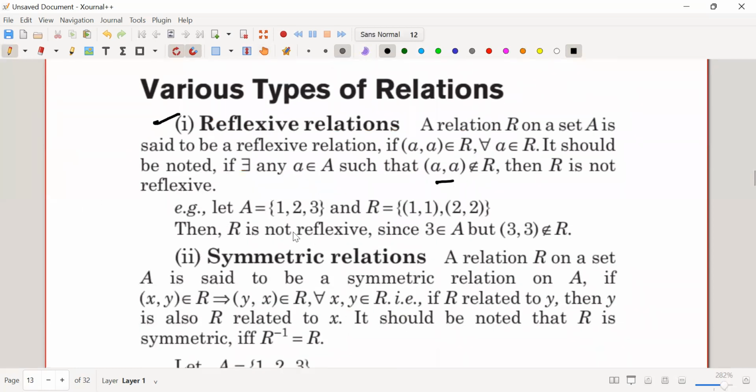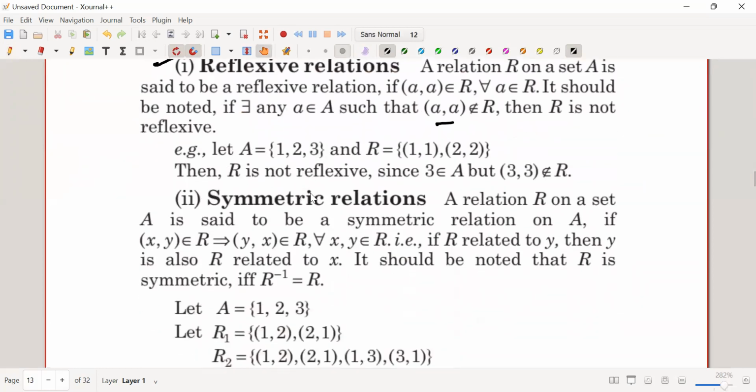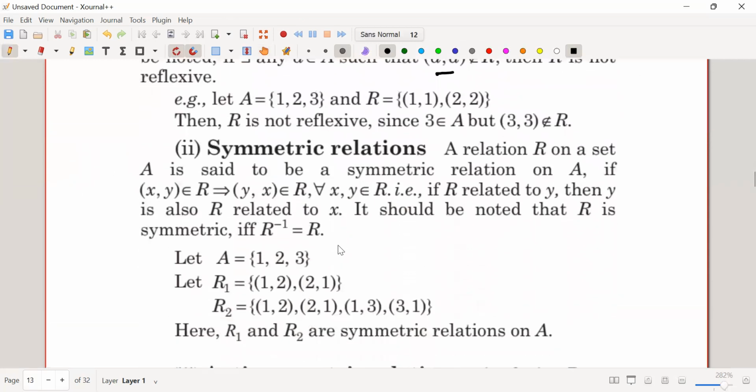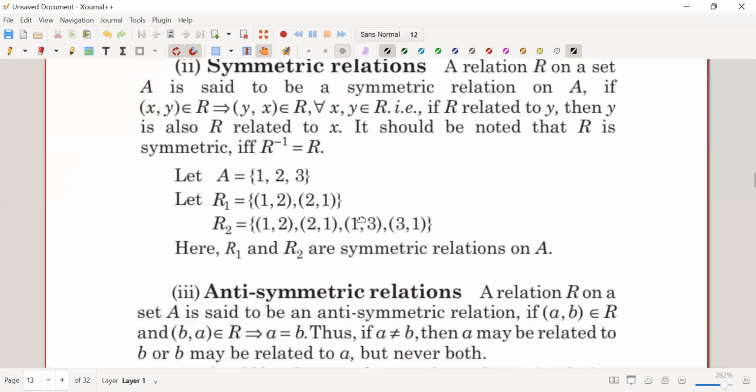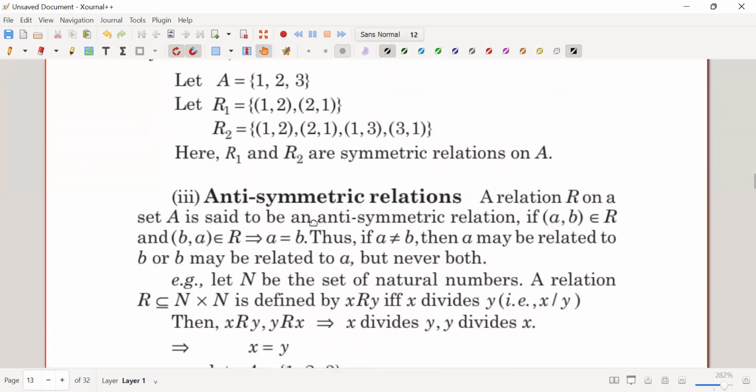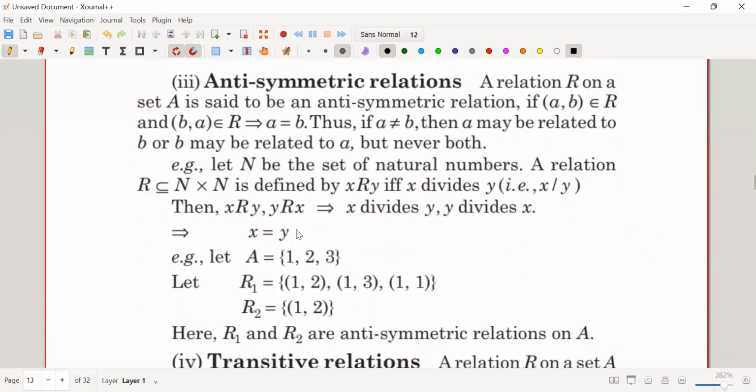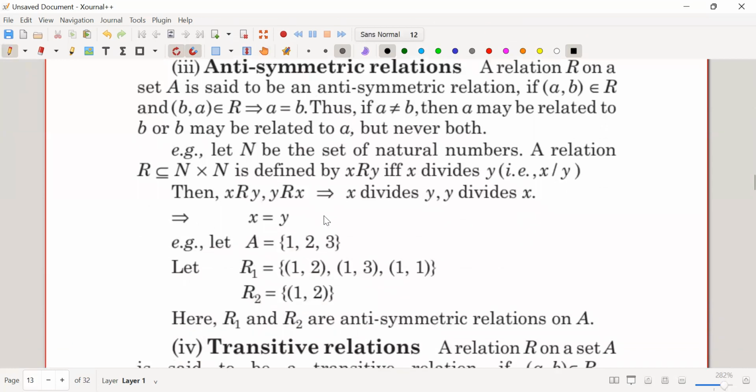A comma A, identity: 1 1, 2 2. Symmetric is like 2 2 1; both are symmetric. And transitive is like 1 2 and 2 3 are related, so 1 3 are related; they are transitive.